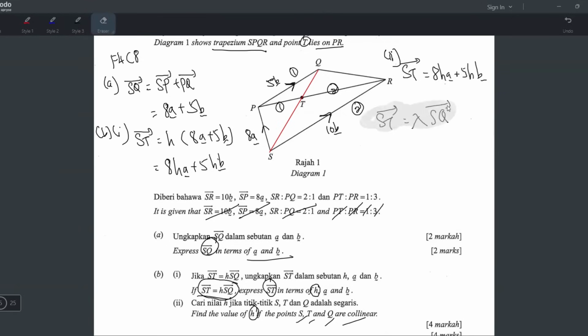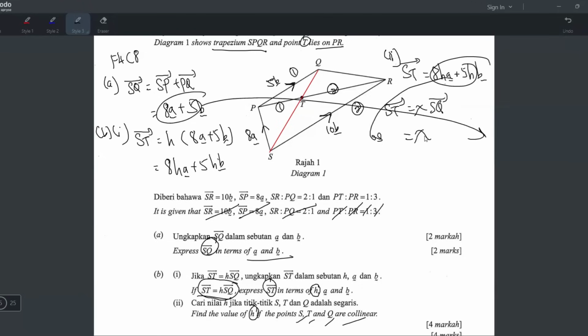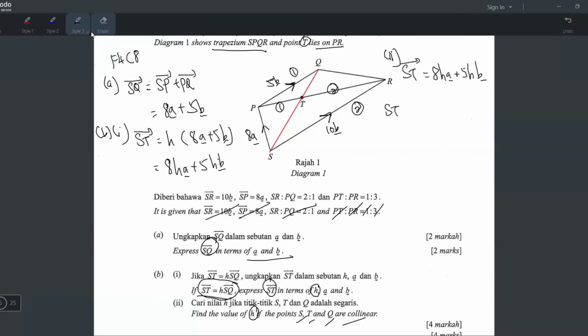So what I have to do is I have to find another vector myself. Okay. Because if I do ST equals lambda SQ, my ST I can put here, and my lambda I put here, and imagine the SQ put here. So it becomes 8 lambda A equals to 8H. So it will become 8 lambda equals to 8H. And then the other one also, so it's just like 8 cancel, left with H equals lambda, but they're asking you to find H. Yeah, so it doesn't help if you do it like that. So that's why I said just now you have to find another vector.